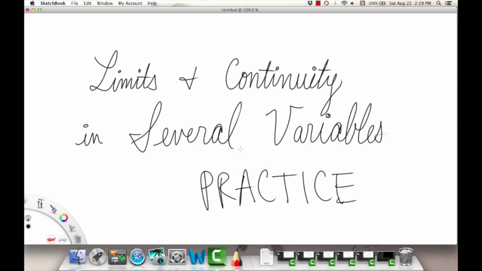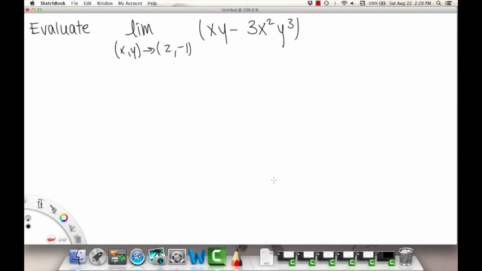And welcome to the practice problems video for limits and continuity in several variables. Okay, for this problem we're going to evaluate the limit as (x,y) goes to (2, -1) of xy minus 3x squared y cubed. So this thing here that we see, that is our f(x,y), okay?